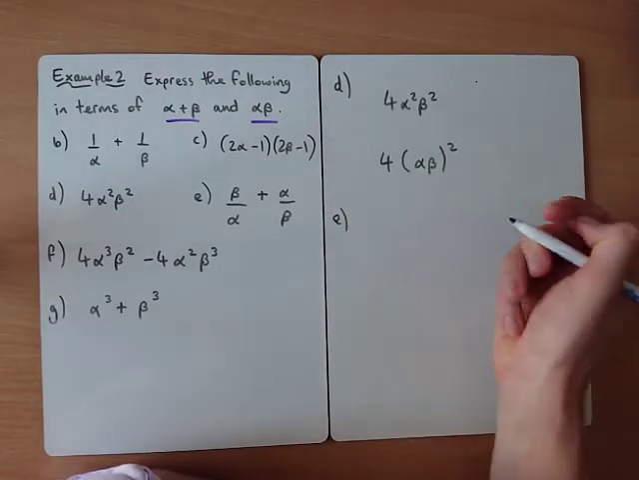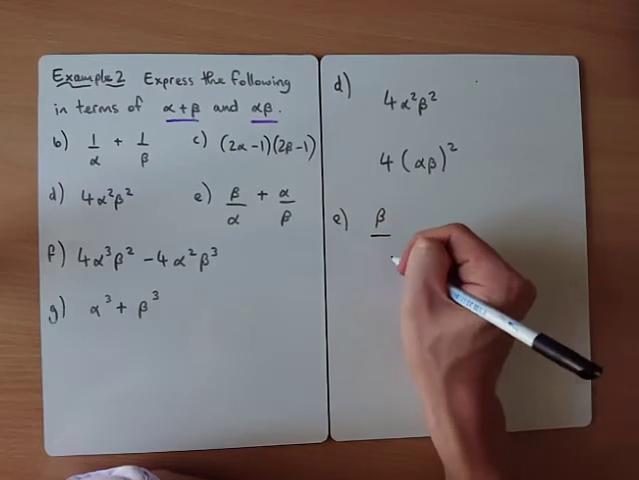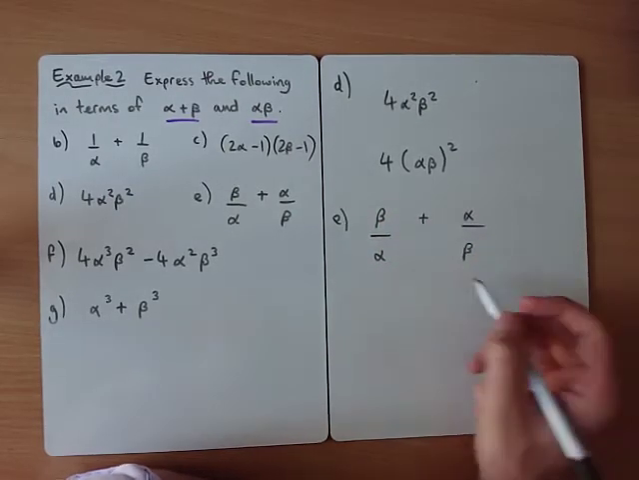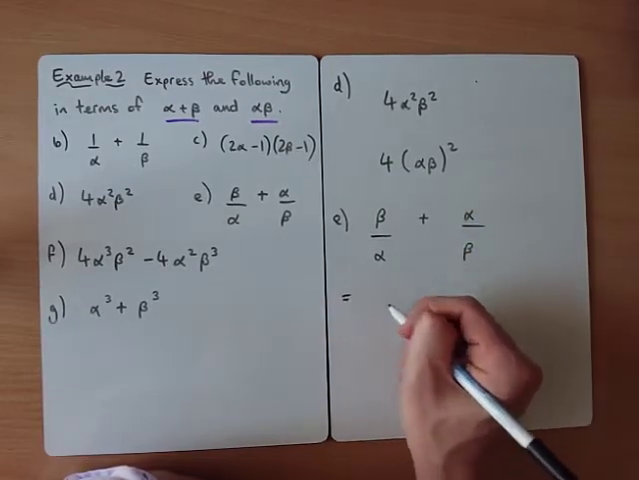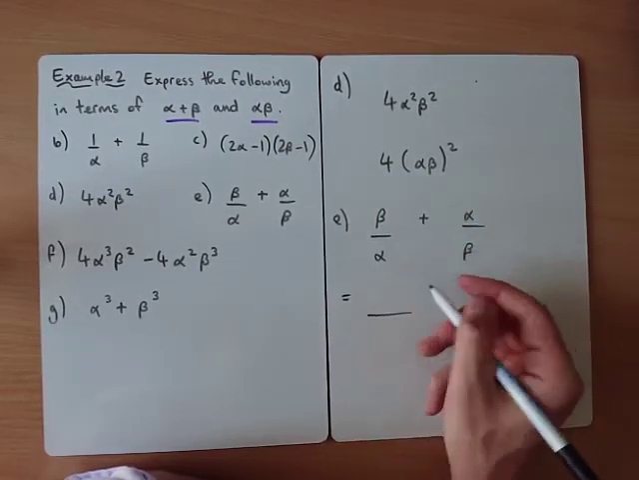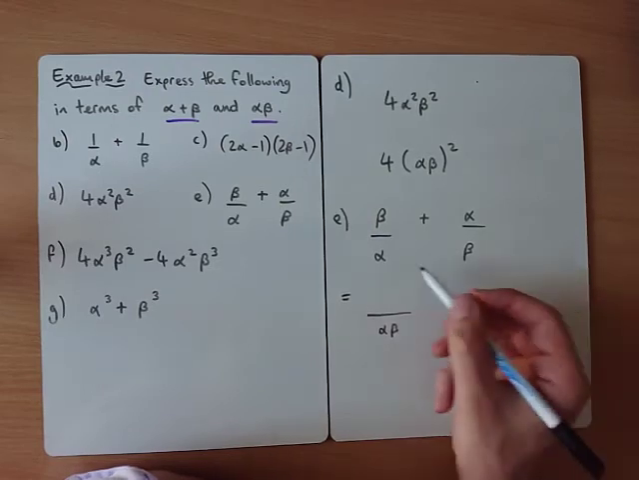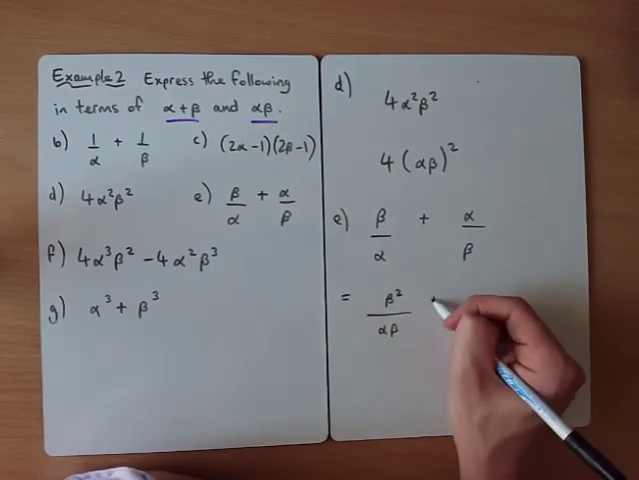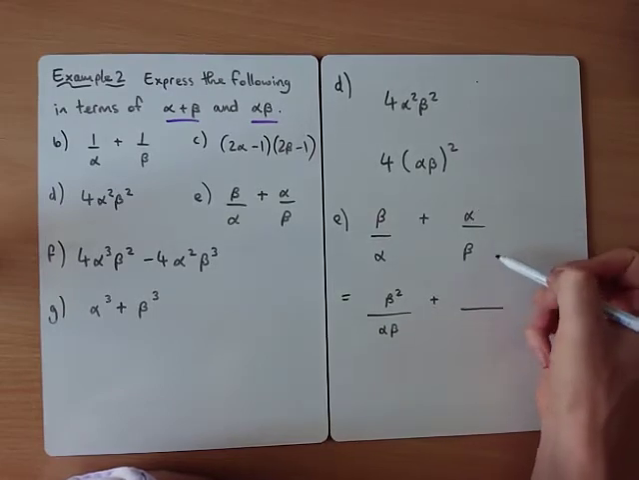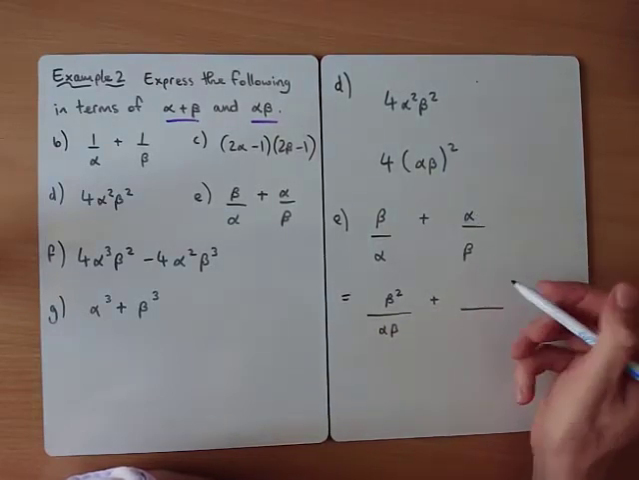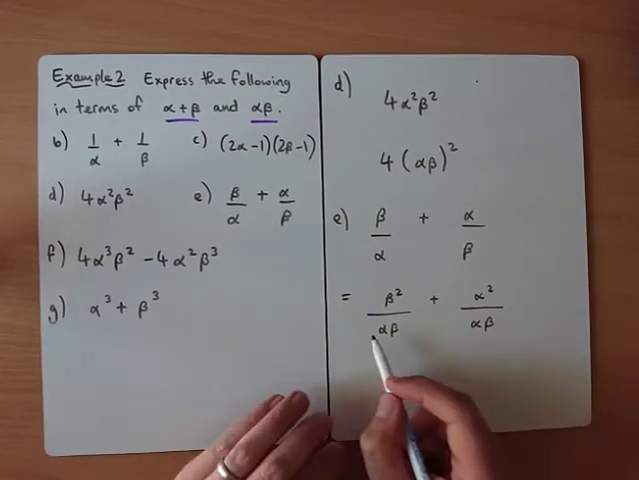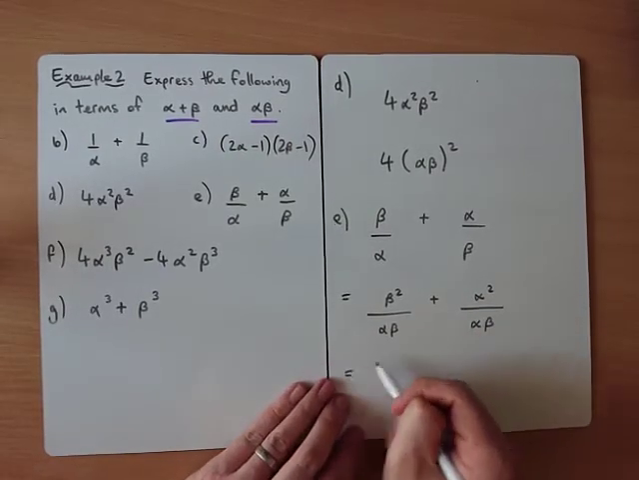For part E, we've got 2 fractions again. We need a common denominator before we can add them. And again, we need an alpha and a beta. So for this one, we'll multiply by beta on the top and the bottom. So that'll become beta squared. For this one, we're multiplying by alpha on the top and bottom. Now that we've got a common denominator, we can add the tops.